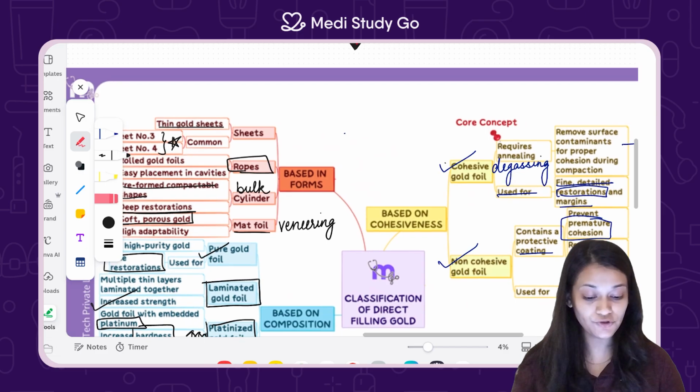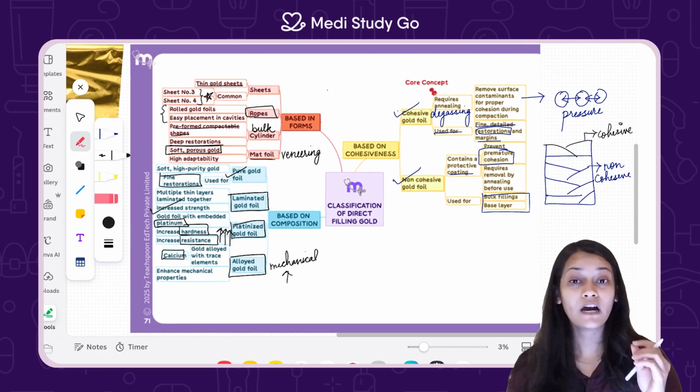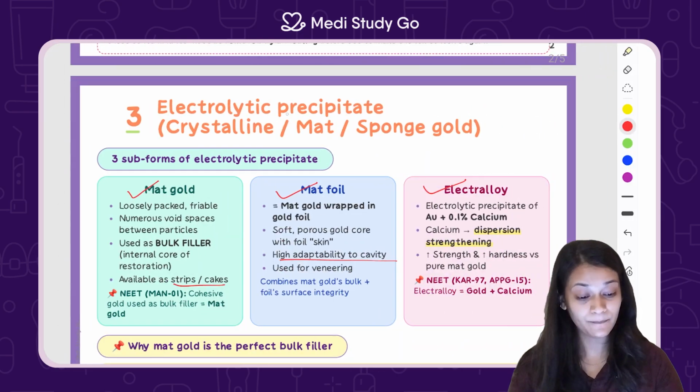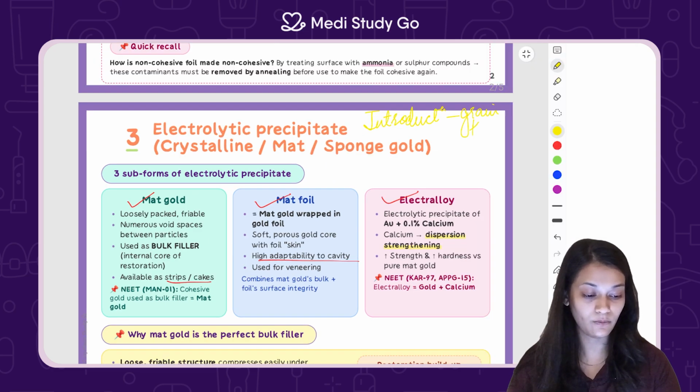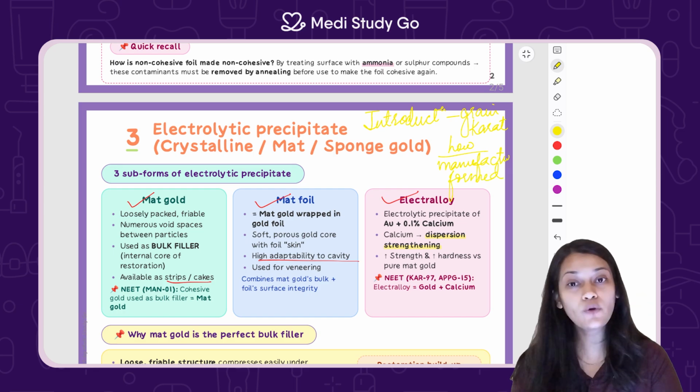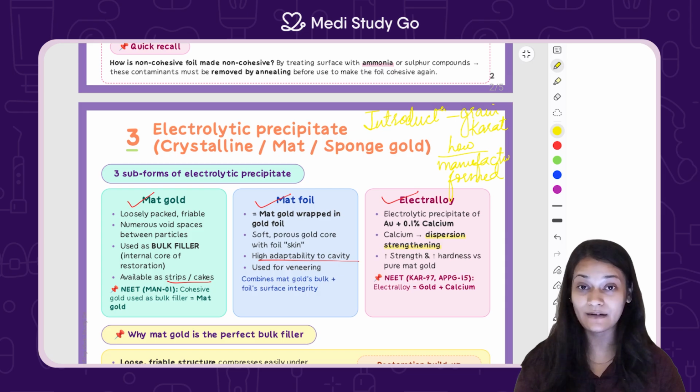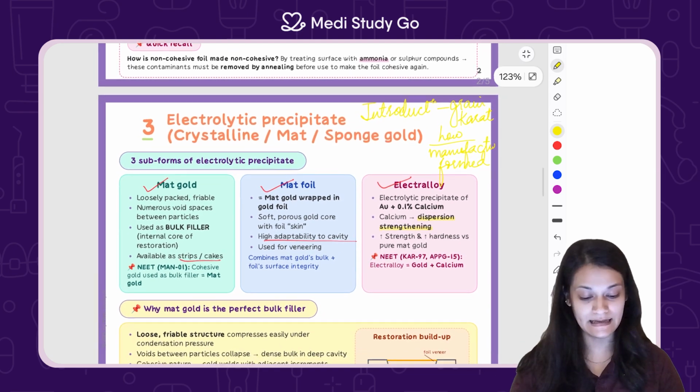So this was the basics of how I can classify my direct filling gold. Whenever you're supposed to write your answer, let's say a short note is expected on this, you begin by writing the introduction, wherein you mention the basics: what is a grain, what is meant by carat, how is it available, how can it be manufactured, and multiple forms. Then you move on to the classification, then the manipulation, advantages and disadvantages of using it, and finally conclude with explaining what degassing is.